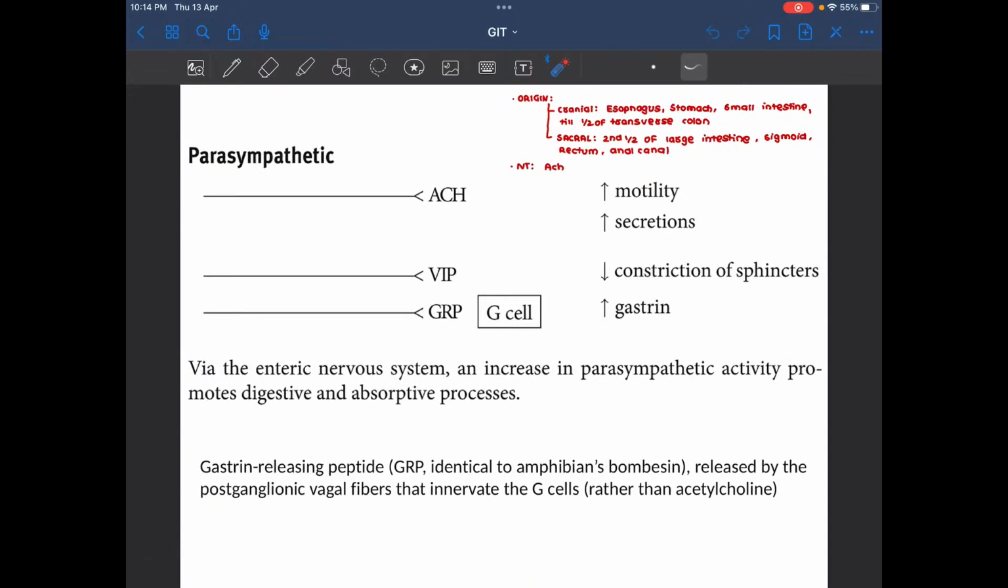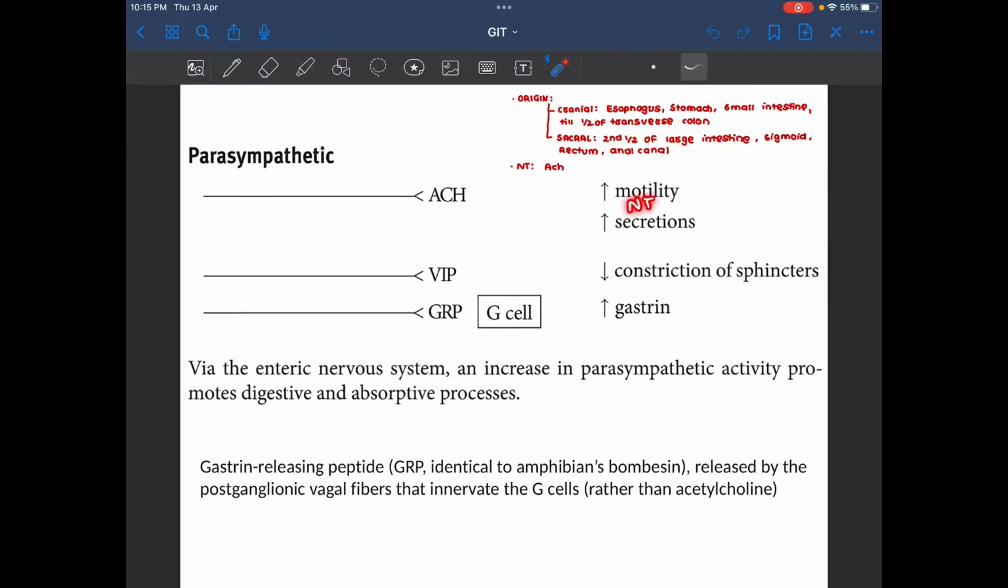So what is that? Origin क्या है इसका? Cranial हो सकता है and sacral हो सकता है. That is what we call craniosacral. तो cranial किस cases में? Till the half of the transverse colon. ठीक है? So esophagus, stomach, small intestine, till the half of the transverse colon, it's cranial. And later on, it's mainly a sacral. That is from the second half of the large intestine till the anal canal.